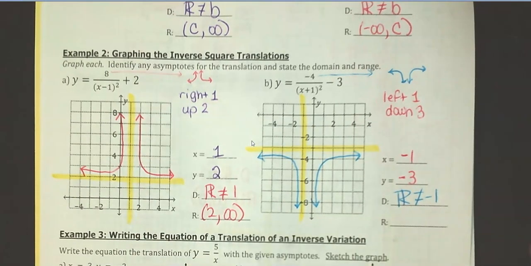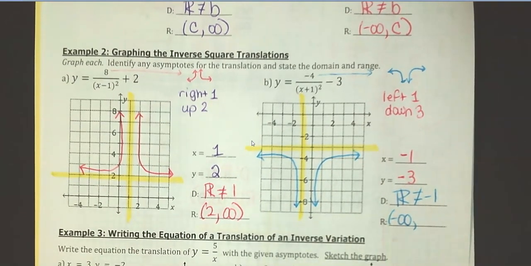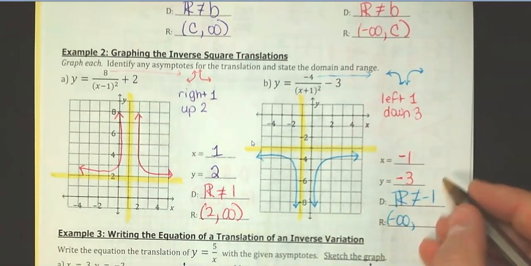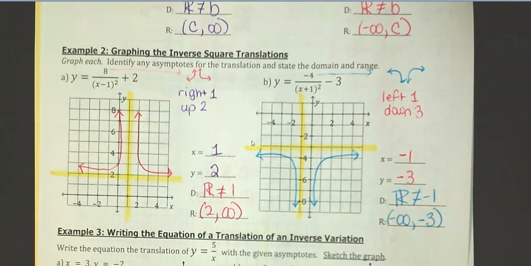Now, your range, everybody's going down forever. So my interval has to start with -infinity. Then you're going to tell me where it stops. I would stop touching the graph at that asymptote, which is -3. So -infinity, -3, there's no graph above that. Does anybody have any questions?